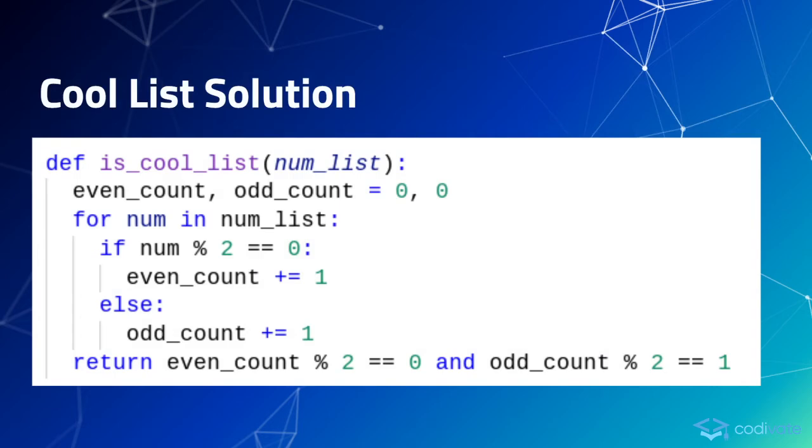Alright, let's go over the solution. Our first step is to define the function. We're going to call it isCoolList, and it will take in the parameter a list of numbers that we called numList.